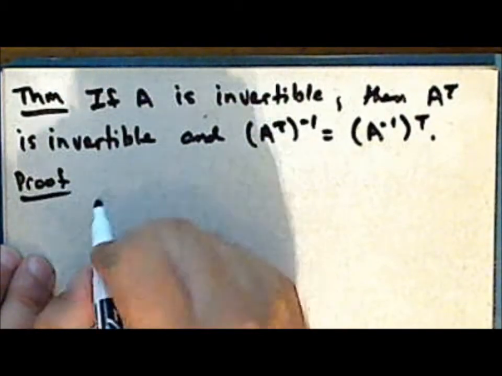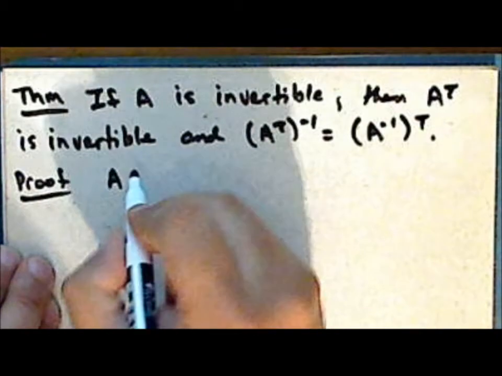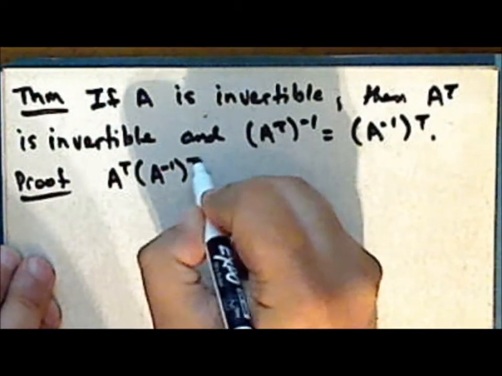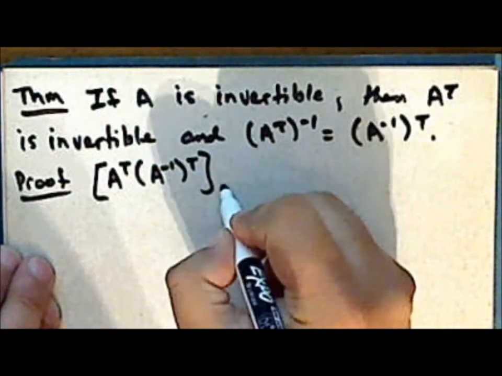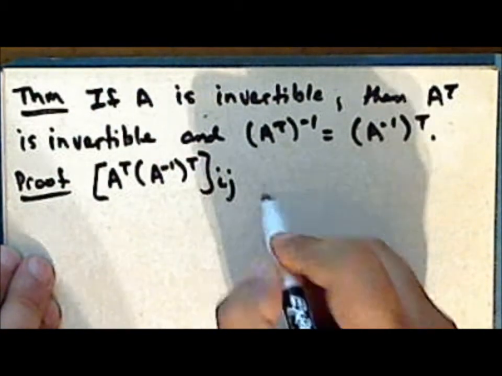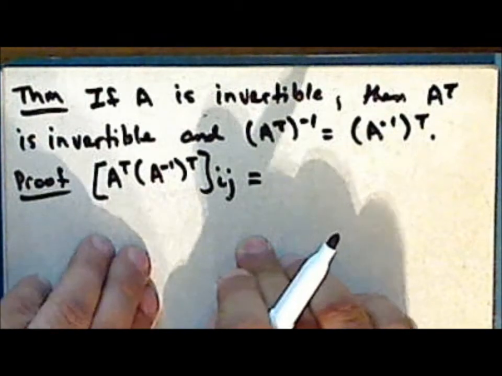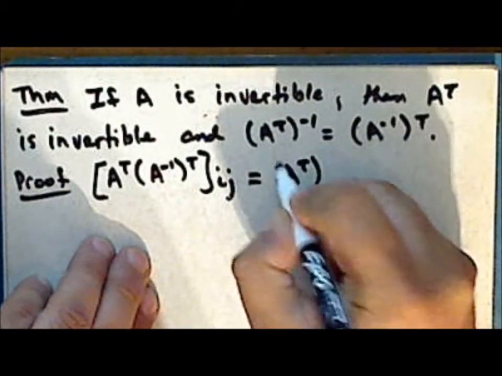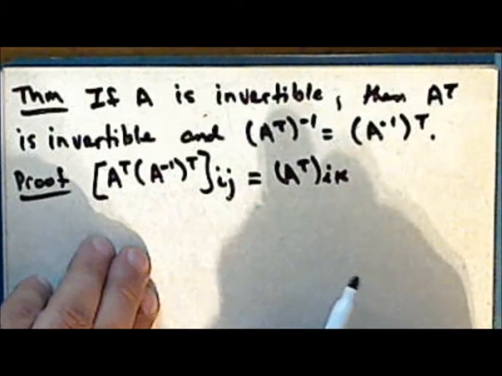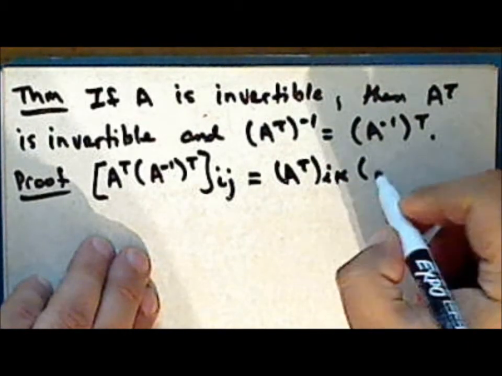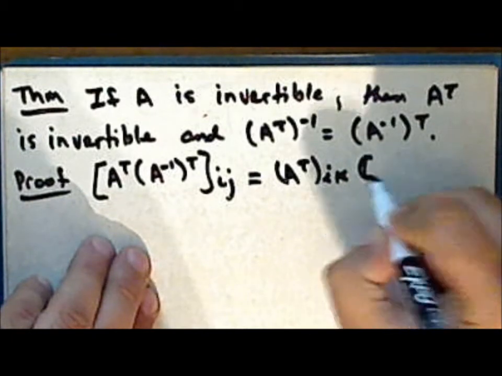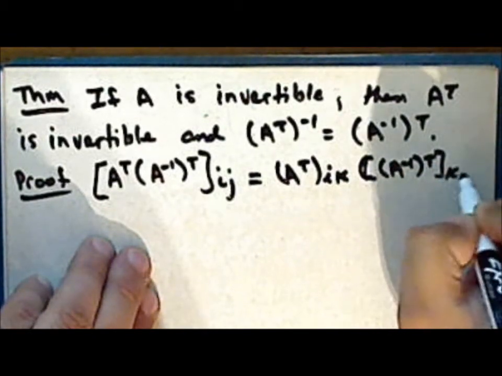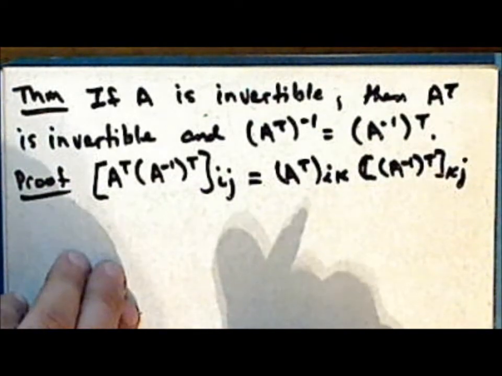We're going to look at components. First, we're going to post multiply the transpose of A by the transpose of the inverse. And we're going to look at the component in row I, column J. This component is the sum of products of the rows of the transpose of A with the columns of the transpose of the inverse of A.